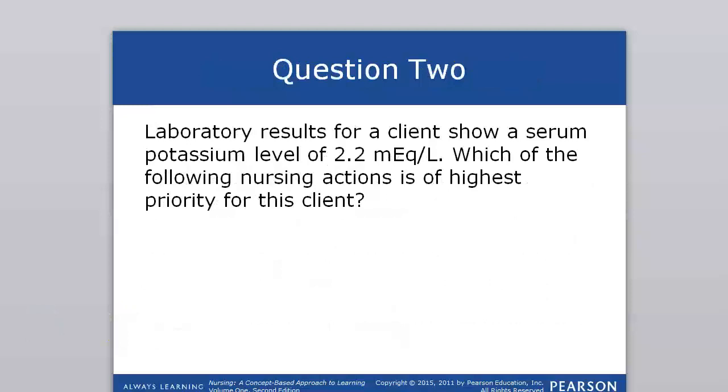Question 2. Laboratory results for a client show a serum potassium level of 2.2. Which of the following nursing actions is of highest priority for these patients?